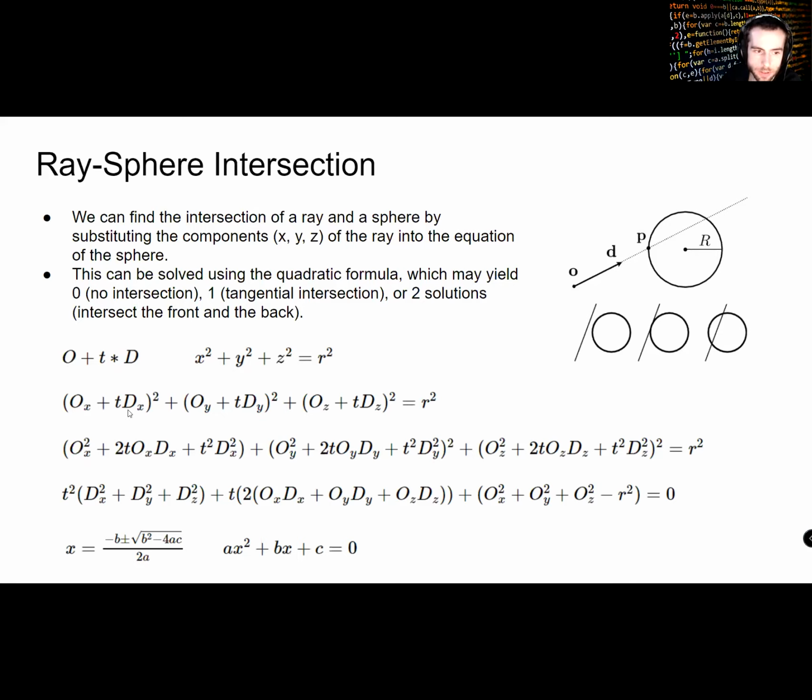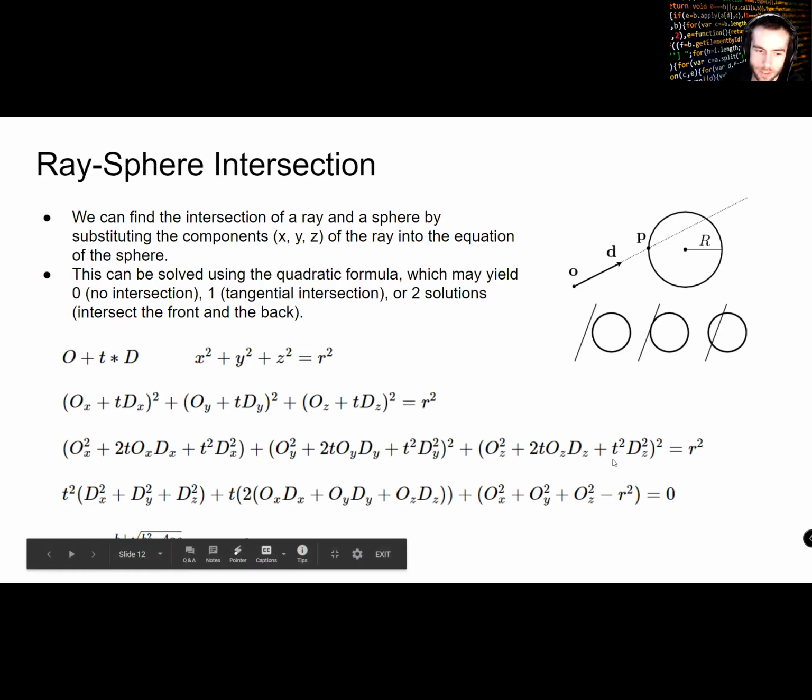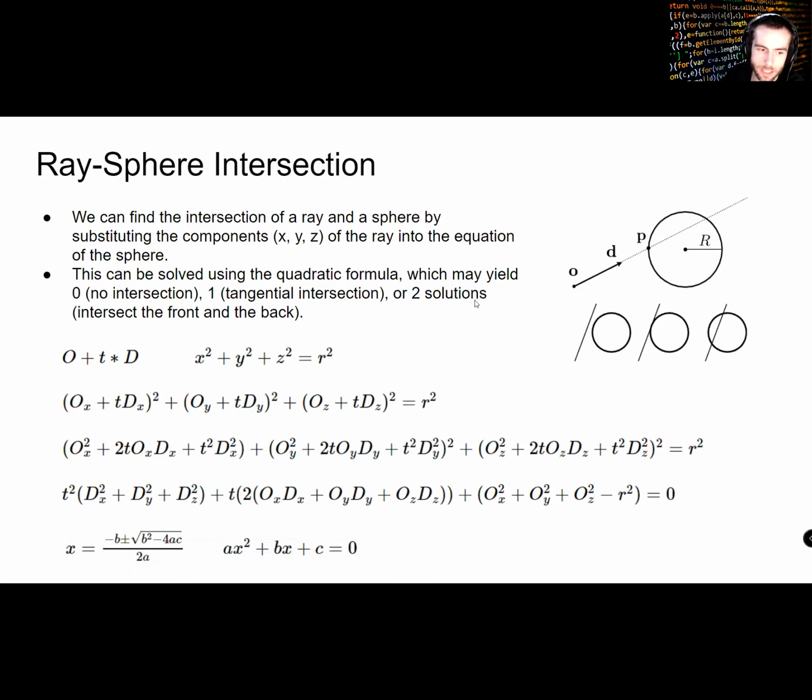So we just take the components of the ray, OX plus TDX, and substitute them into the X, Y, and Z values. So we've got (OX plus TDX) squared plus (OY plus TDY) squared plus (OZ plus TDZ) squared equals R squared. Anyway, you do FOIL. You all remember foiling: first, outer, inner, last. And then you can rearrange it and basically get it into the quadratic form. So we've got AT squared plus BT plus C equals 0 as the result. And then we can use the quadratic formula to solve for T. And this will tell us where along the ray it intersected the sphere.